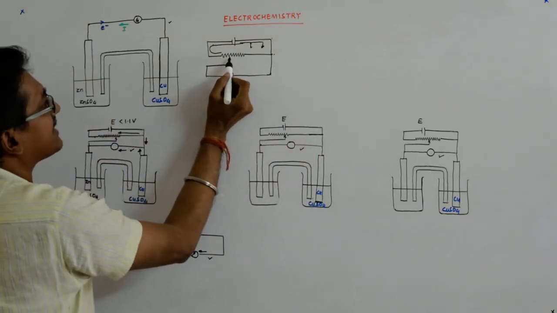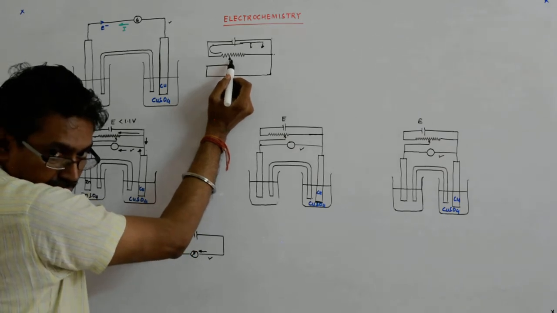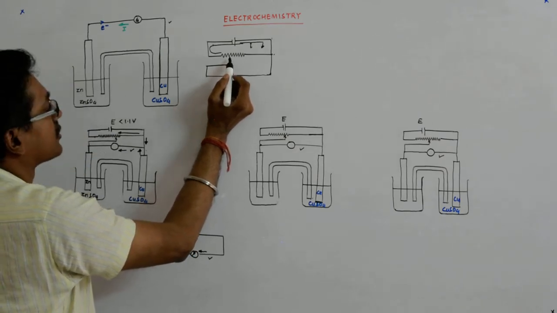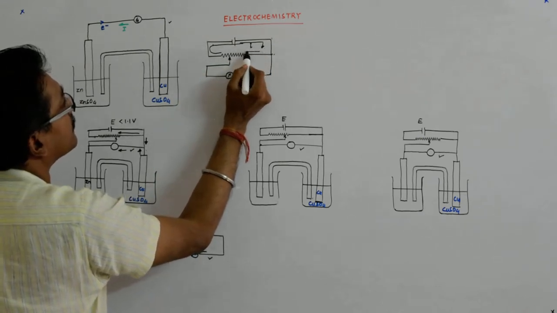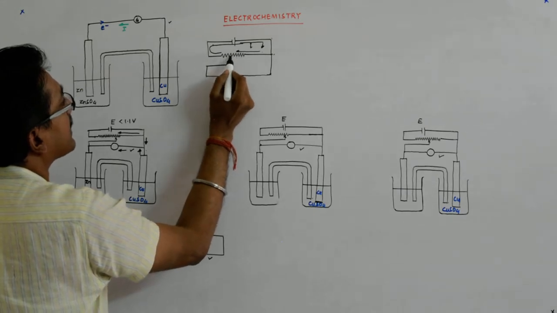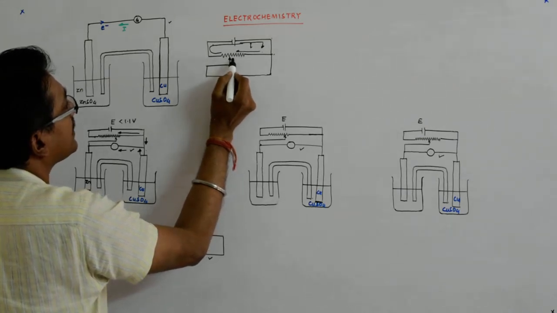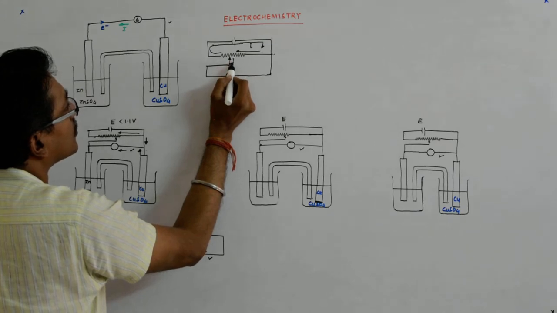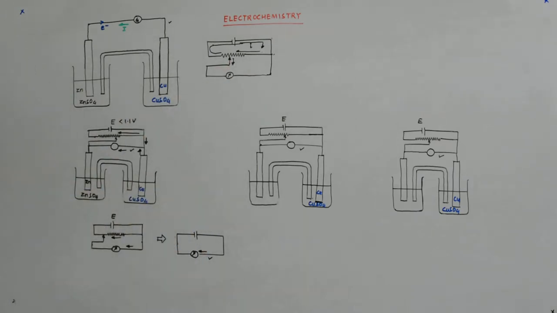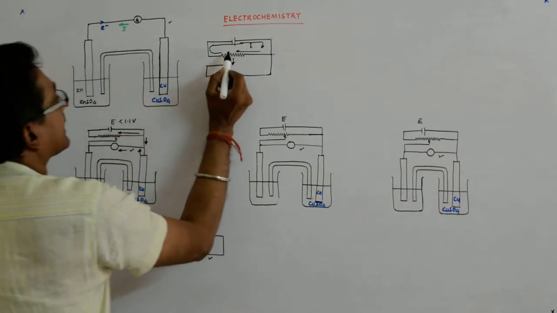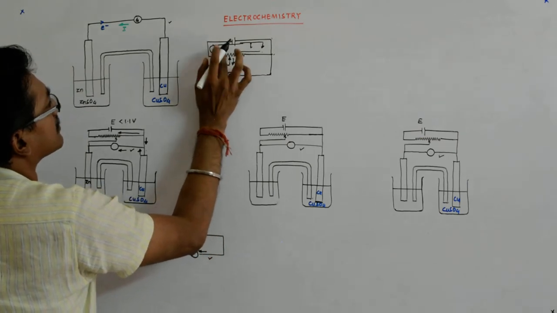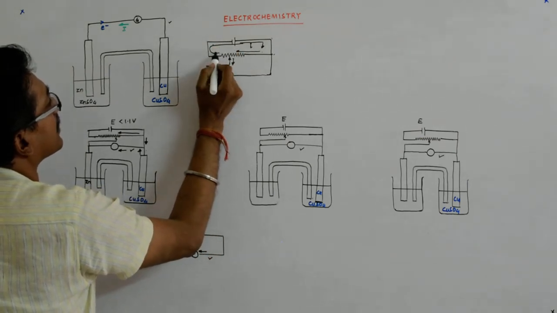Now what happens? This acts as a junction. So if the current flows like this, it has a tendency to come out like this, and then it will continue ahead.